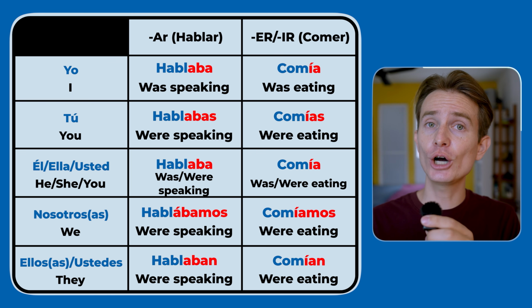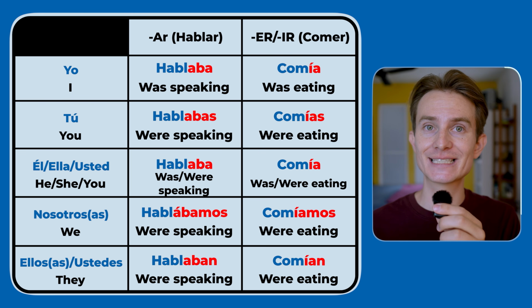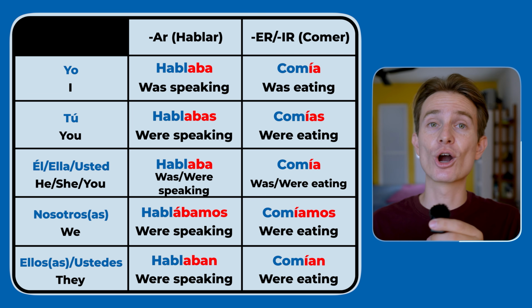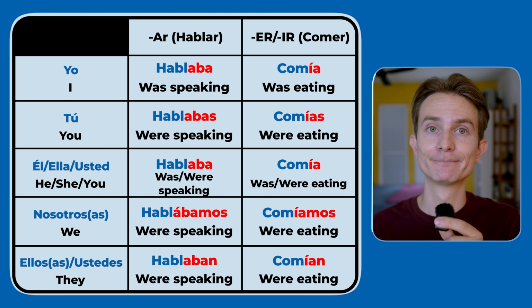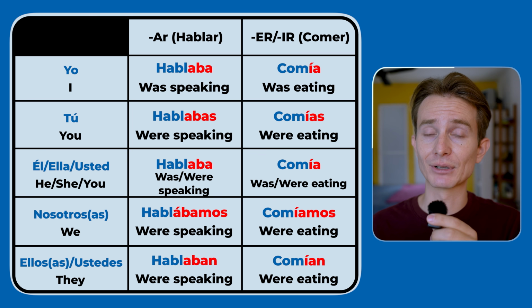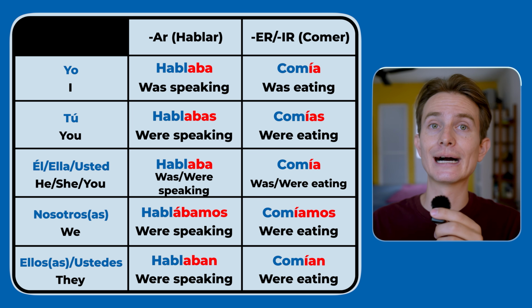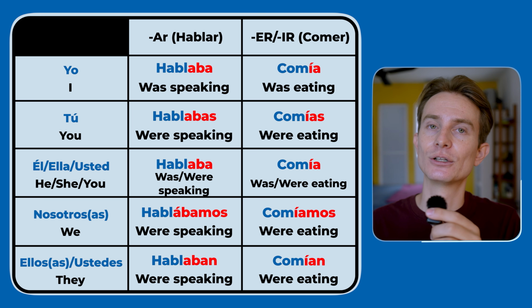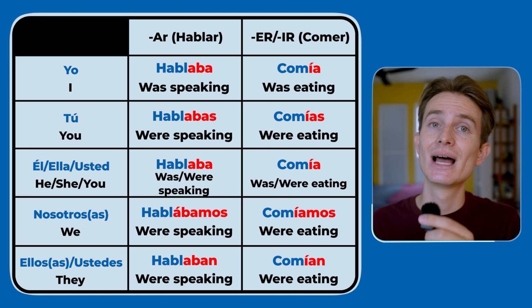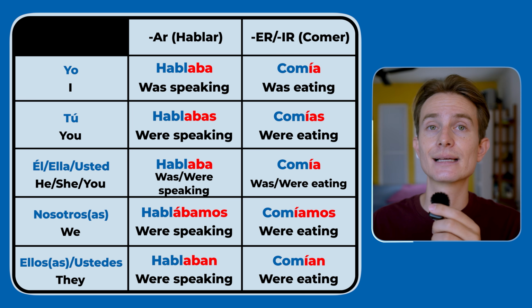This is how we can conjugate verbs into the imperfect tense. Once again, we will take off either the AR, ER, or IR ending and add the new ending according to our rule. So using an AR verb like hablar, we can say yo hablaba, tú hablabas, él, ella, usted hablaba, nosotros hablábamos, ellos, ellas, ustedes hablaban.